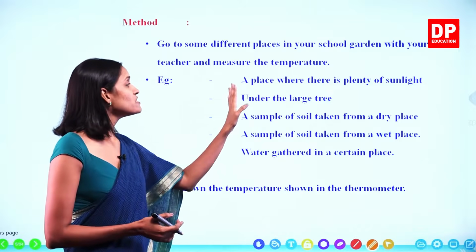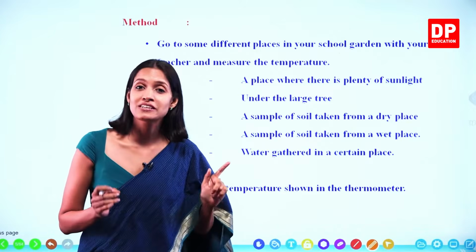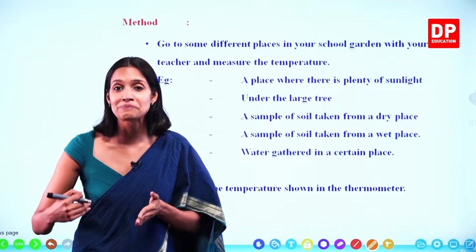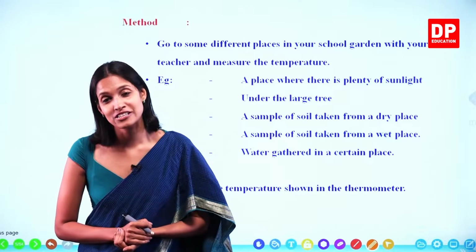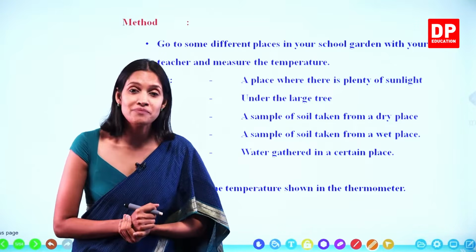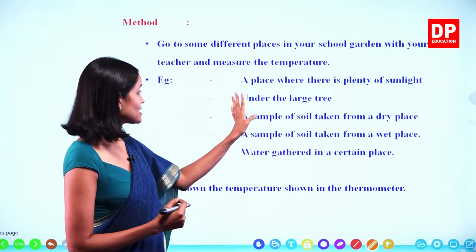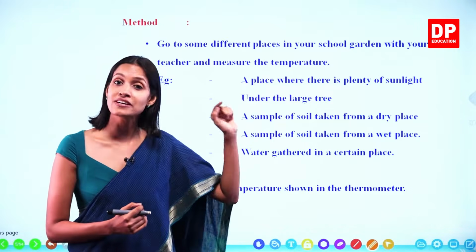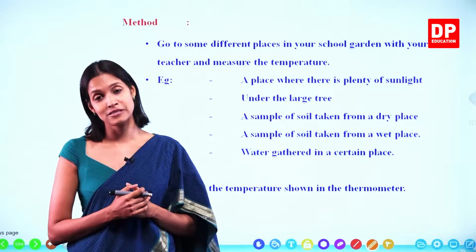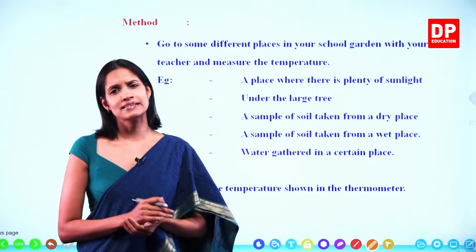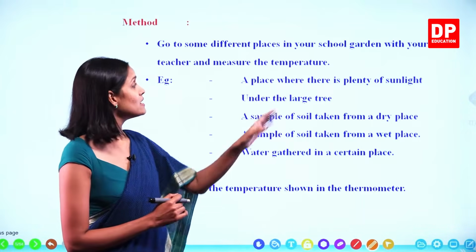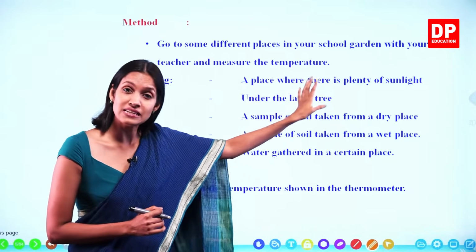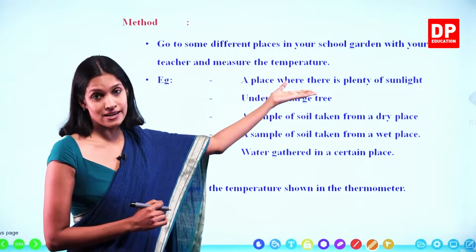It was very clear when I was measuring the temperature of these 3 samples that they are quite different. For example, the temperature of the soil sample taken from a place where there is plenty of sunlight was higher than the other 2 samples. Why do you think is the reason, children? That is because these types of places get heated up because of the sunlight.